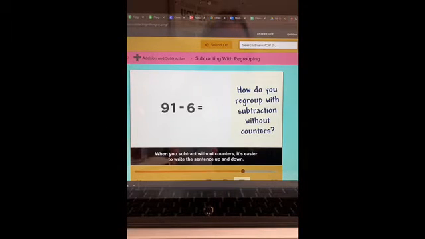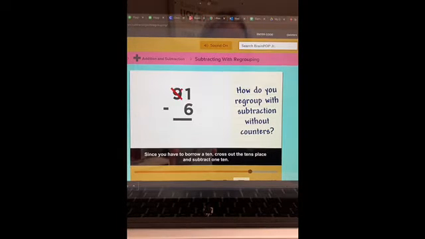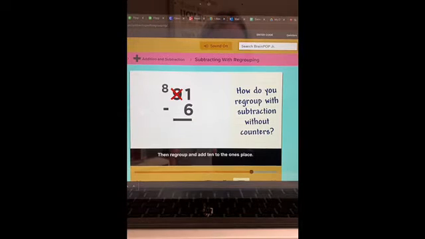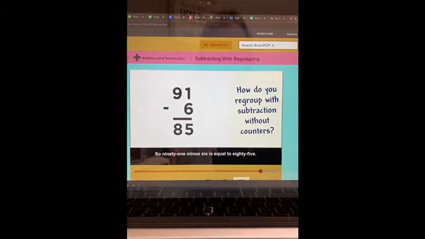When you subtract without counters, it's easier to write the sentence up and down. But always make sure you line up the places correctly. First, subtract the numbers in the ones place. Since you have to borrow a 10, cross out the tens place and subtract one 10. Then regroup and add 10 to the ones place. What is 11 minus 6? 5. Now subtract the tens place. 8 minus 0 is equal to 8. So 91 minus 6 is equal to 85.